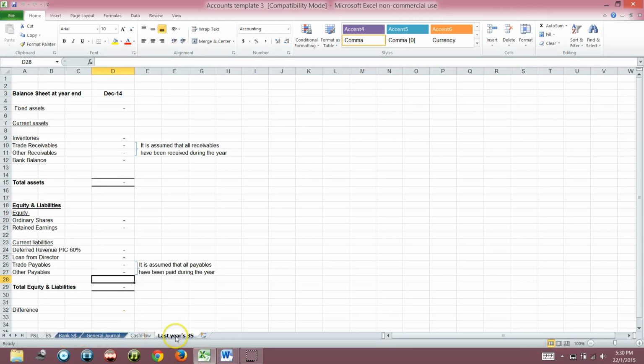The sheets that are in blue: bank, general journal, and last year balance sheet. Don't fill in these three templates. We are non-colored. They will be auto-generated for you.